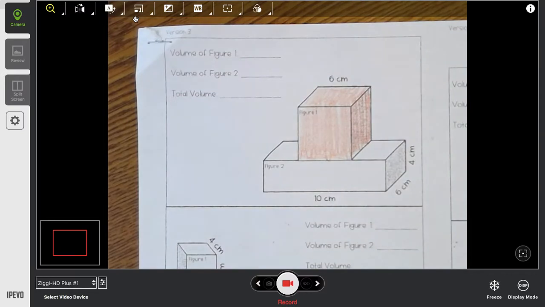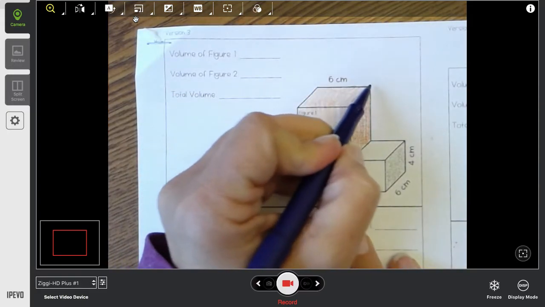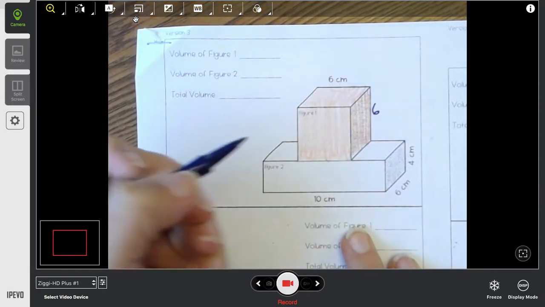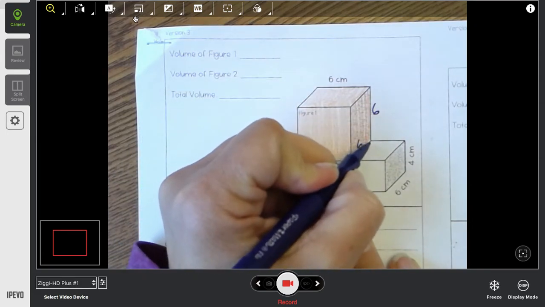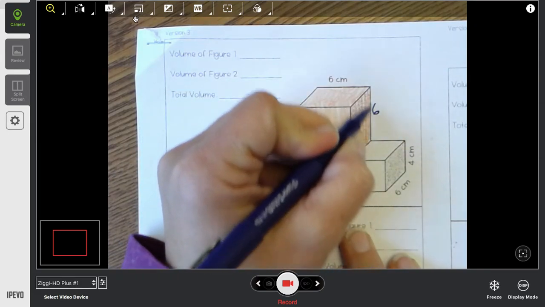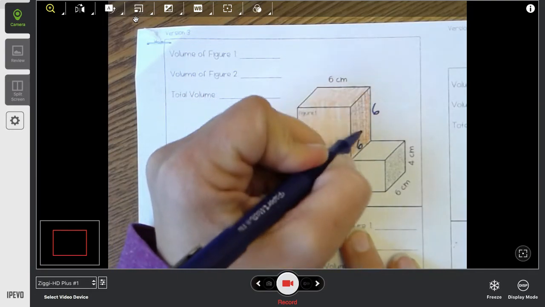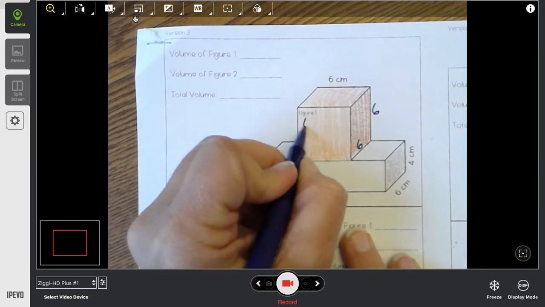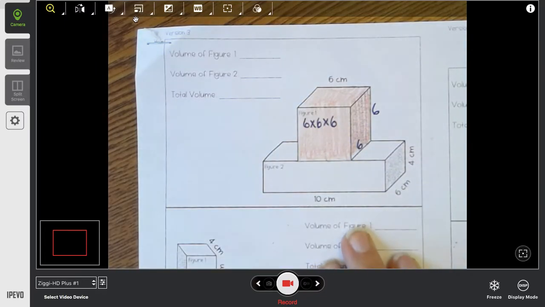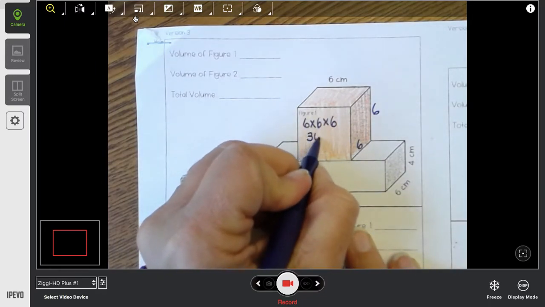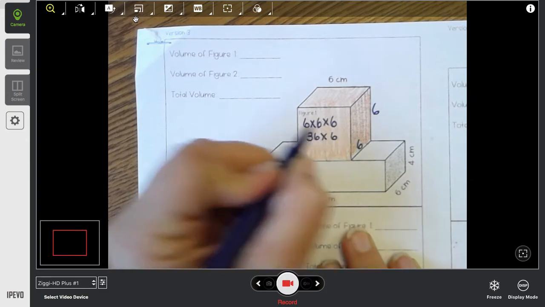Okay, so this cube that's sitting on top, if it's a cube, it has the same dimensions in all three ways. So it has the width, it has the height of 6, and it has the length of 6. All of those, width, length, and height are all 6. So the volume of this figure 1 would be 6 by 6 by 6. We actually did this multiplication problem yesterday. 6 times 6 is 36 times 6.